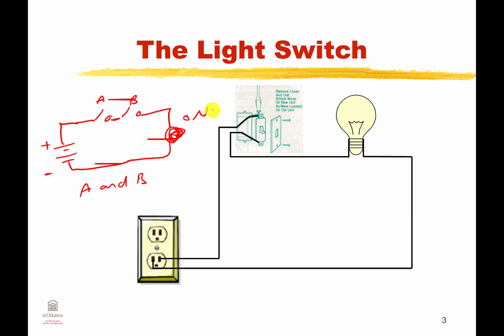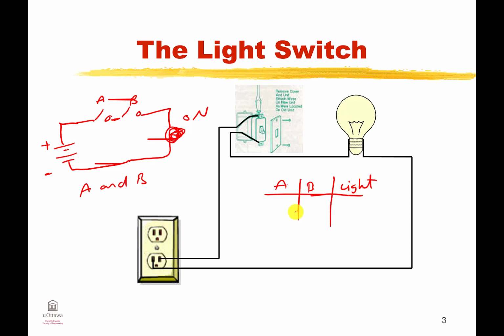Otherwise, even if switch A is closed and switch B is not closed, we will still have an open circuit and no light will be shown here. Okay, guys? So how can we express all the combinations of switch A and switch B as well as the light? So we have here A, B, and the light here.